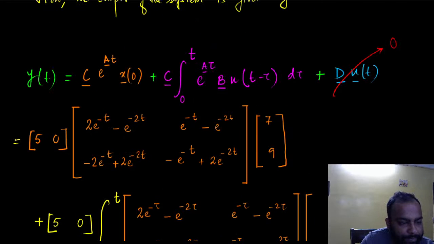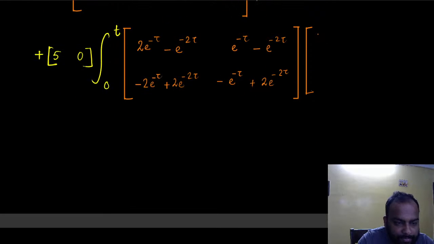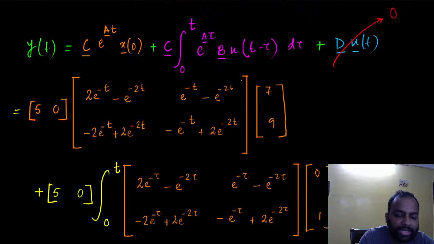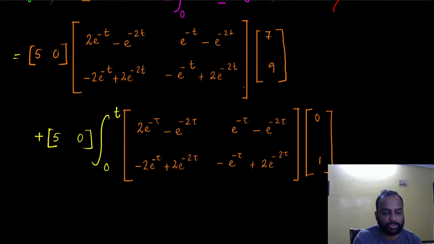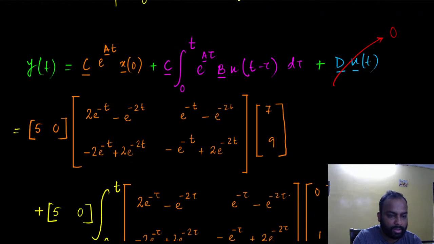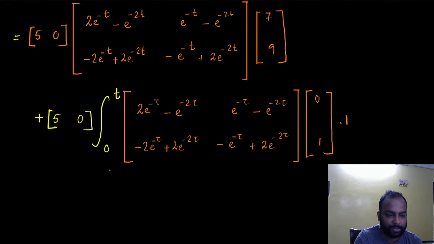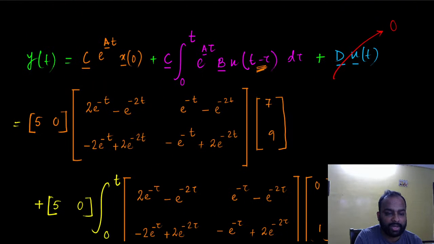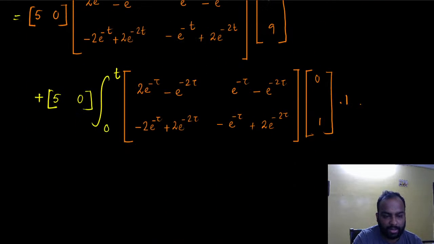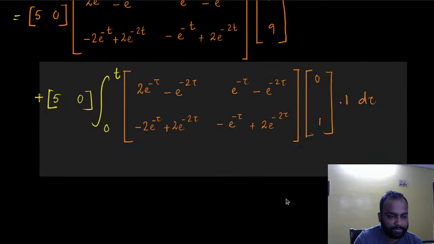So matrix B was 0 1, times u(t minus tau). Again, u(t) is the unit step, so u(t minus tau) would be just 1. Since tau is between 0 and t, this argument here is going to be positive, so u is going to be 1, because it is a unit step. And d tau. So that's the other portion here.